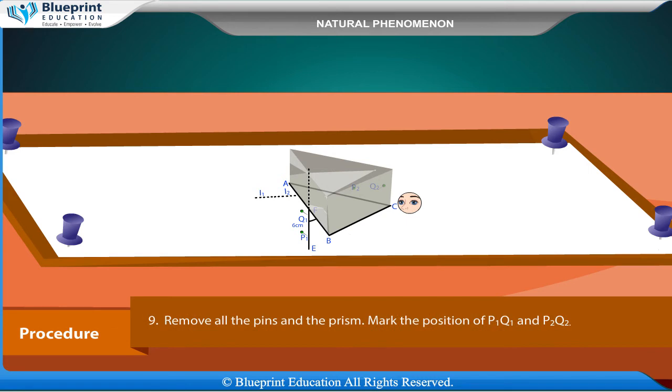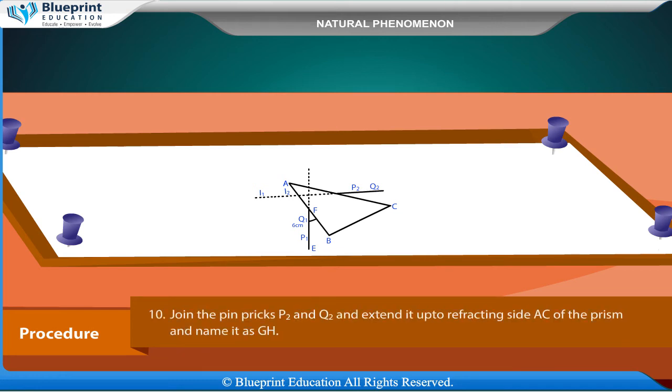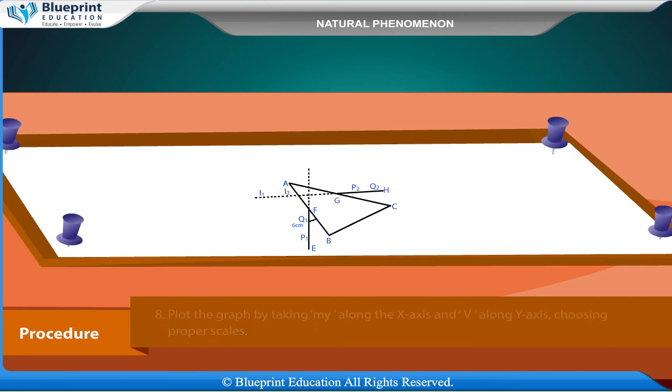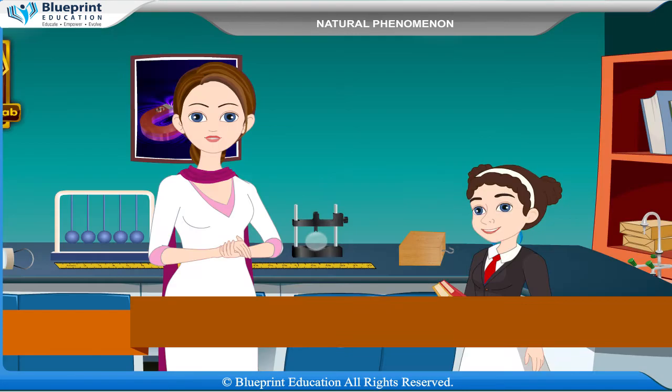Remove all the pins and the prism. Mark the positions of P1 Q1 and P2 Q2. Join the pin pricks P2 and Q2 and extend it up to the refracting side AC of the prism and name it GH. Join the line FG and mark the line as the refracted ray. Repeat the above steps with different values of angle of incidence between 30 degrees to 60 degrees.